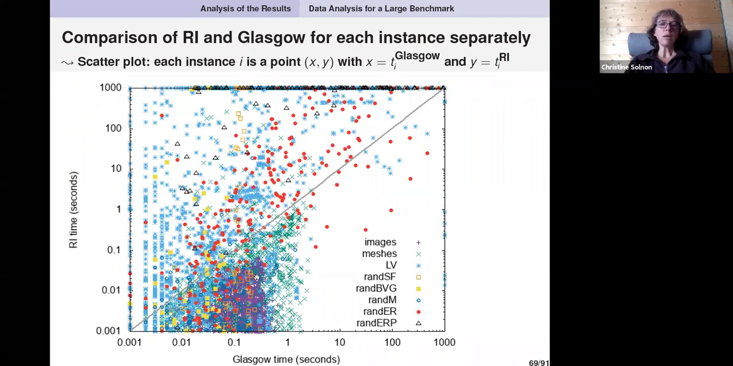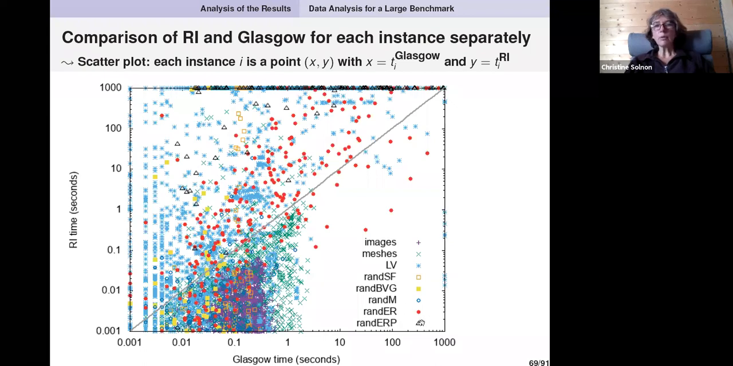So here is where RI is winning, and here is where Glasgow is winning. And the color of the point gives me the class of the benchmark. Here I can see my image benchmark in purple, and I can see that RI is very fast on this benchmark. But on the opposite, I can see here a lot of instances that are not solved by RI, whereas they are solved by Glasgow in less than 1,000 seconds.